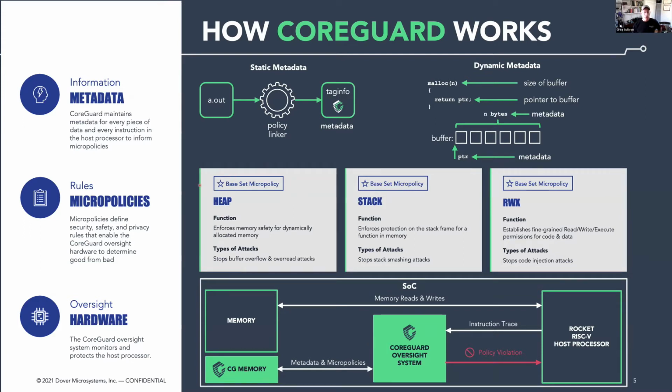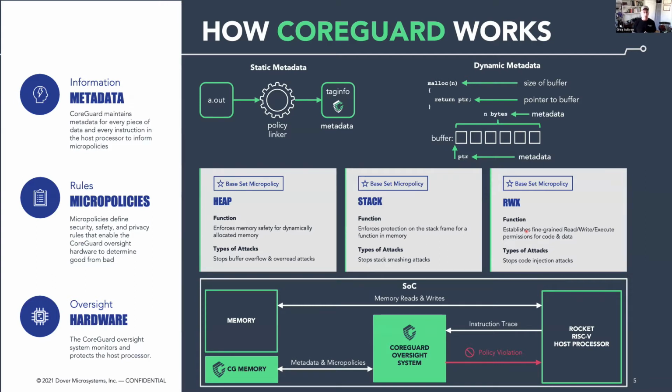In general, what we ship is these three, what we call base policies: fine-grained memory safety, stack, and RWX. Memory safety stops buffer overflows and overreads, which is a fine-grained memory system notion of confidentiality and integrity. Then there's a stack protection policy that prevents return-oriented programming attacks, which were mentioned by a previous talk. And fine-grained RWX, where we can give each word, even in a binary, different read, write, or execute permissions.